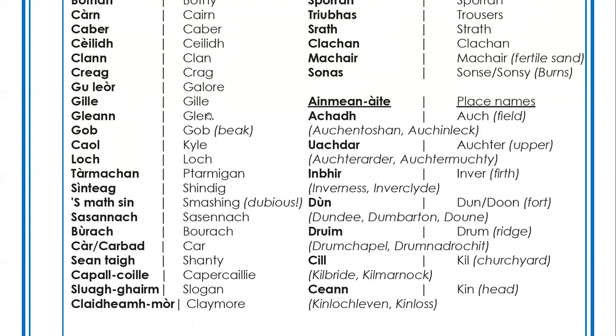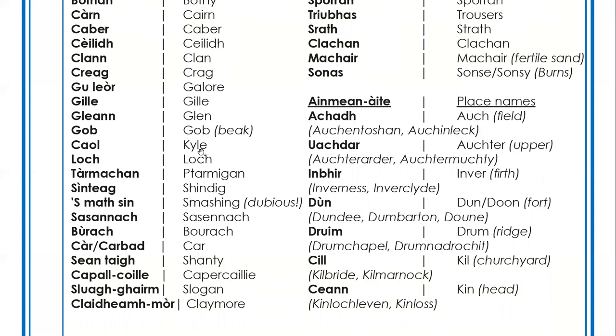Another Scottish landscape word, glen, the glens, valleys, gleann. And again, the double N, gleann. Gob, shut your gob. Gob is used in Scottish English, your mouth. Gob is a beak in Gaelic.